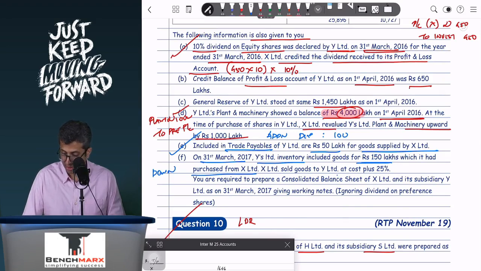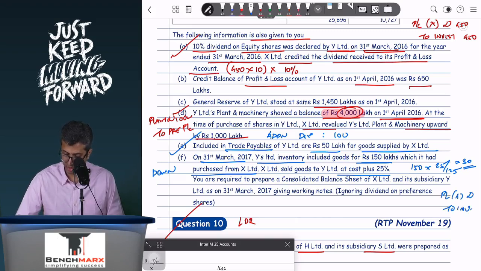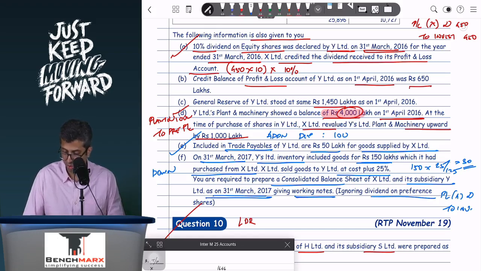And X sold the goods at cost plus 25%. So which means 150 into 25 upon 125. Can I say this is equal to 30 rupees? Yes, so this is going to be reduced from the P&L of the parent because it is downstream, and second effect will go against inventory. You are required to prepare a consolidated balance sheet of X and its subsidiary as on 31st March 17, giving working notes, ignore dividend on preference shares.